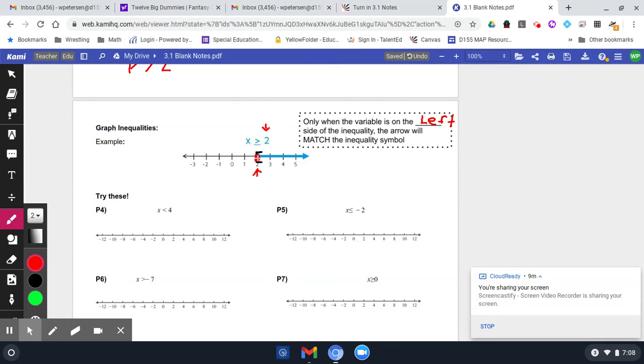You can either fill that mark in or you can use a bracket, and we'll explain that. And x wants to be greater than, so we're going towards the greater numbers. But notice that this inequality symbol is also pointing. It looks like an arrow, and right here we have an arrow. So when your x is on the left side of the equation, you can actually use the symbol to show you which way it is pointing. That's just a little trick for the future.